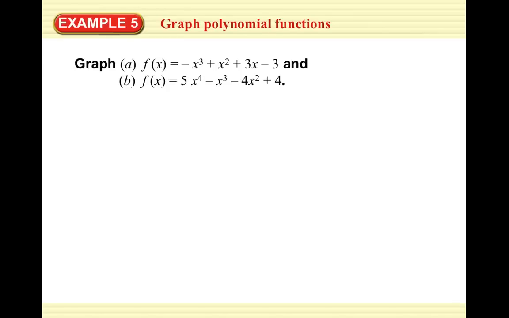All right, so graphing polynomial functions. When we graph polynomial functions, it's very similar to what we've done in the past. All right, so we have 2 examples here. Let's take a look at the first one: -x to the third power plus x squared plus 3x minus 3. So we're graphing a cubic function.